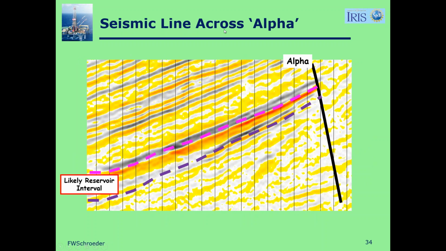This is a seismic line across the alpha prospect. So here's the fault down to the right. Magenta is the top of the reservoir, and purple is the base of the reservoir.